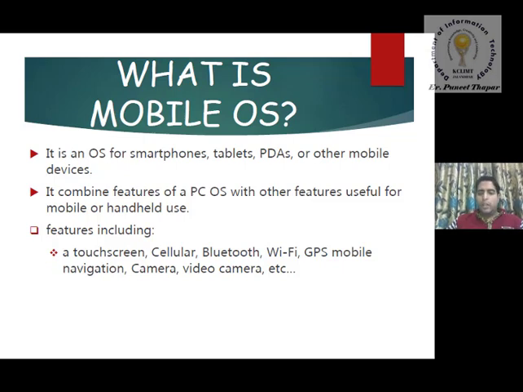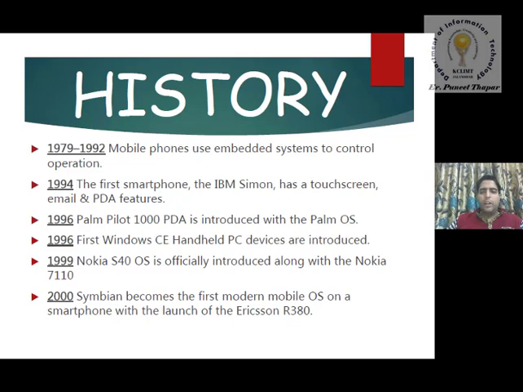Let's discuss the history in detail. From 1979 to 1992, mobile phones were embedded systems that controlled operations, with only embedded vendor applications. After 1994, the first smartphone, the IBM Simon, with touchscreen, email, and PDA features, was developed. In 1996, the Palm Pilot 1000 PDA was introduced with the Palm operating system, which was adopted for various PDA devices. Also in 1996, the first Windows CE handheld PC devices were introduced, Microsoft's product with a mobile operating system.